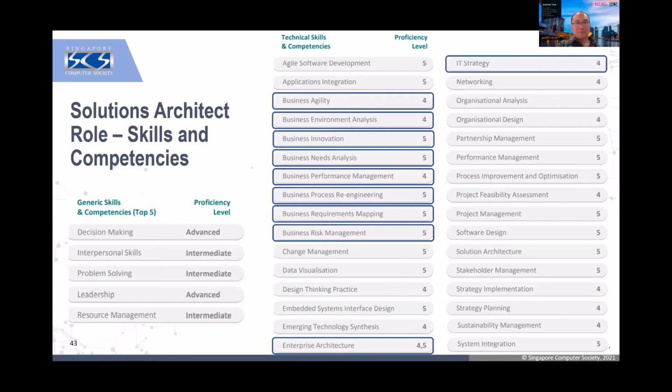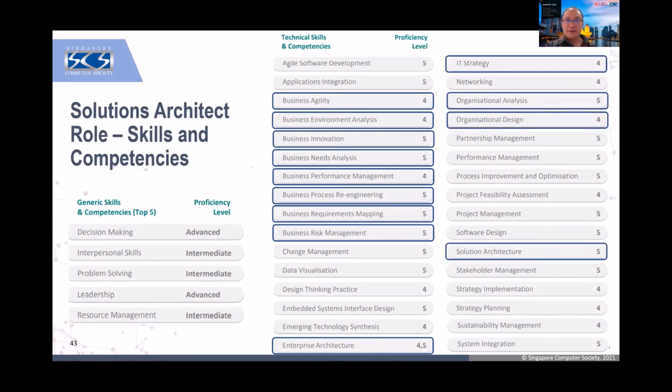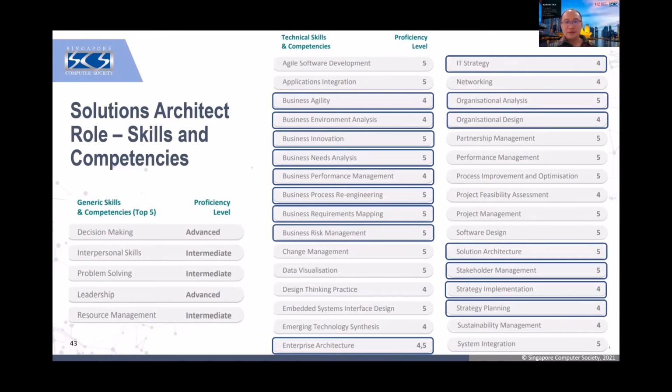Of course, IT strategy, organization analysis, organization design, and solution architecture are a must. Stakeholder management as well. Strategy implementation and strategy planning. All these are critical skills for the solution architect.